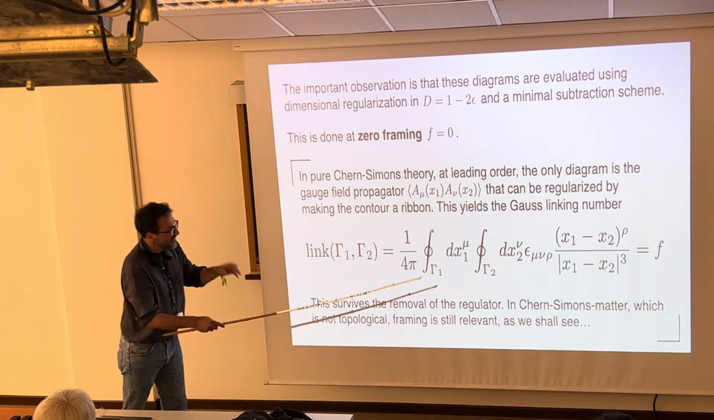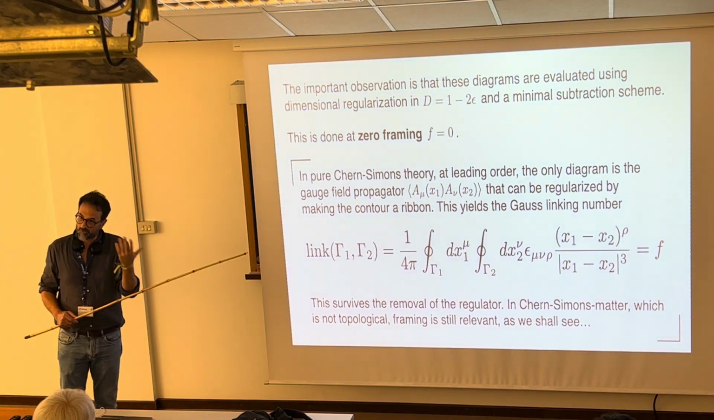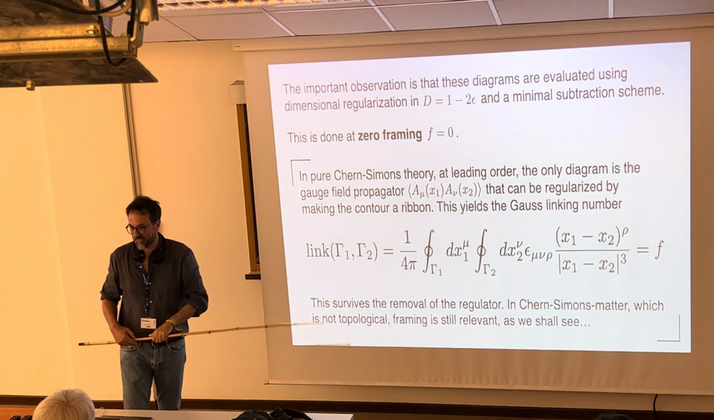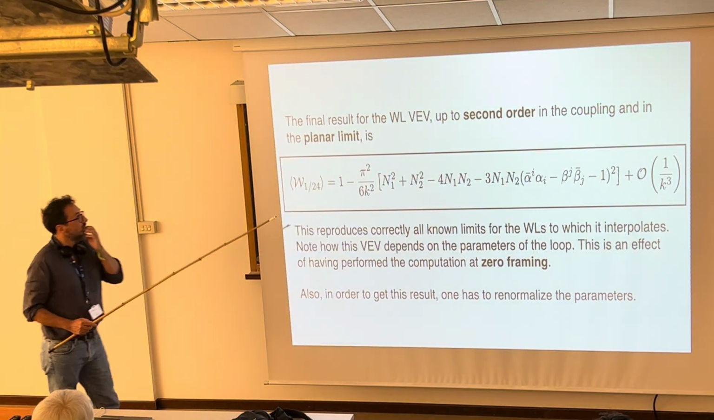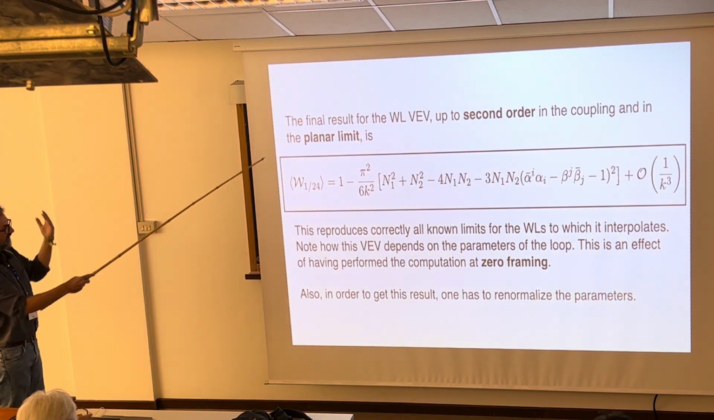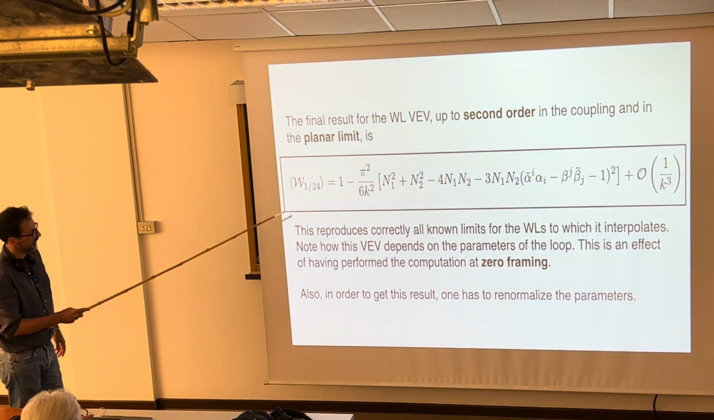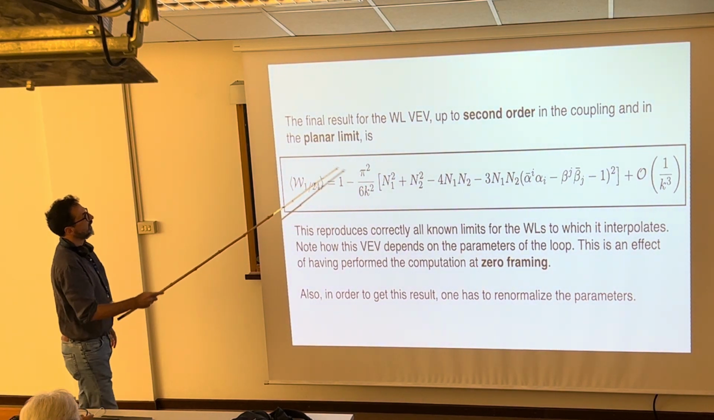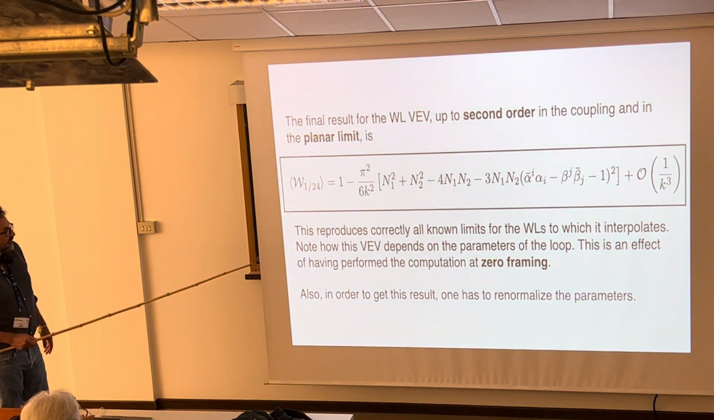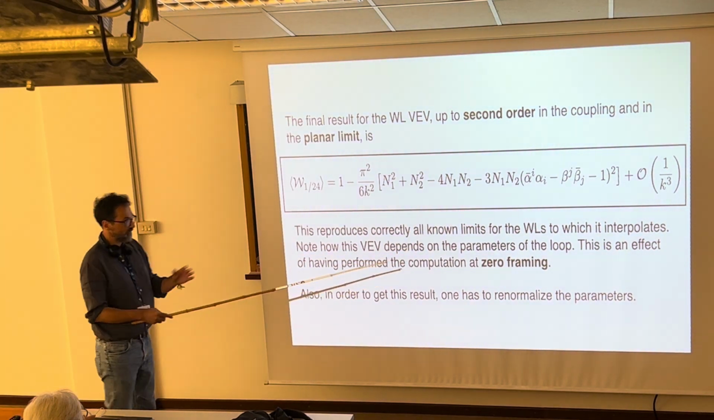Again, this was just an insert to tell you that you would think that framing in a non-topological theory like ABJM should not play a role, but somehow it does. Okay, so the final result for a Wilson loop, let's think about this generic 1/24 BPS operator, up to second order in the coupling 1/K and in the planar limit, is given by this expression. And this expression reproduces correctly all known limits for the Wilson loops which have been computed.